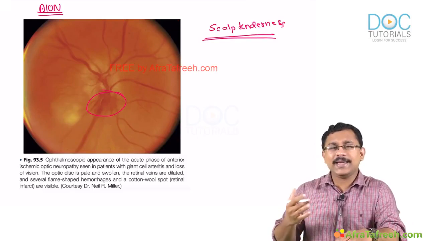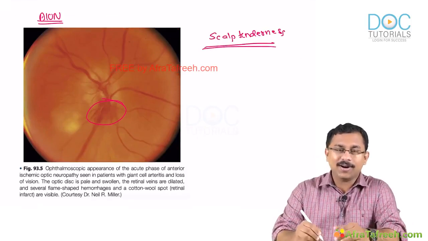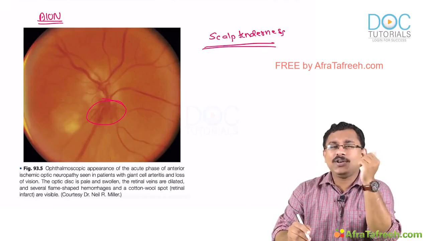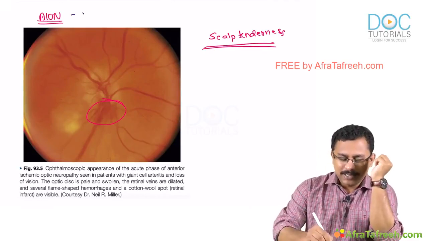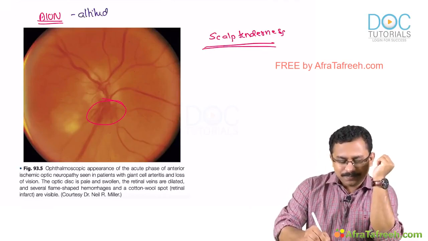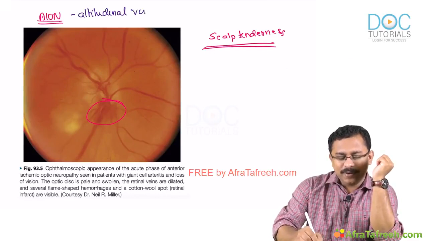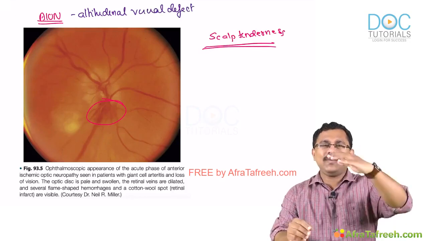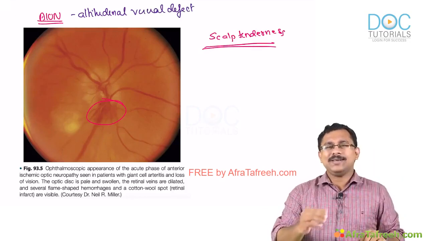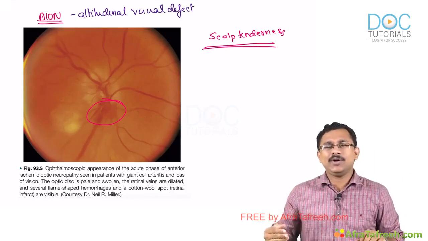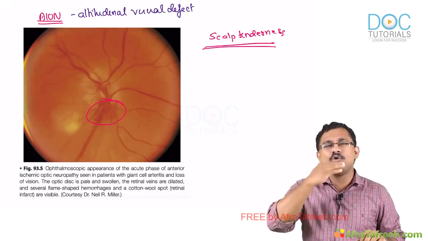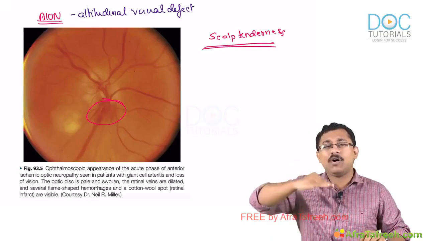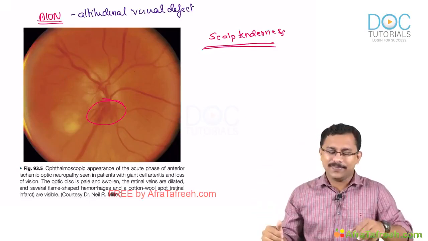When there is AION, you might have learned in your ophthalmology lessons that it characteristically produces an altitudinal visual defect, which means in the visual field they might not be able to appreciate one part. Sometimes the patient might say, doctor, I am better able to see the lower part of your face, the upper part I am not able to see well. That is what is called an altitudinal field defect.